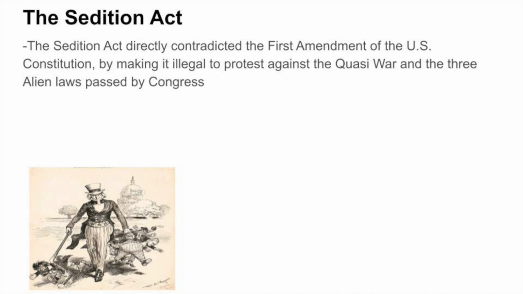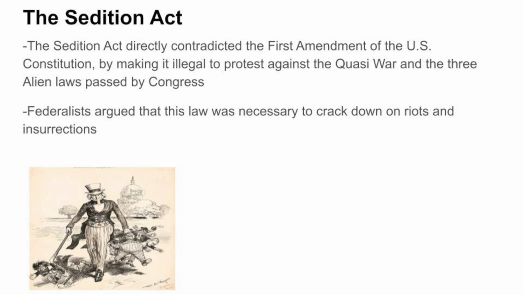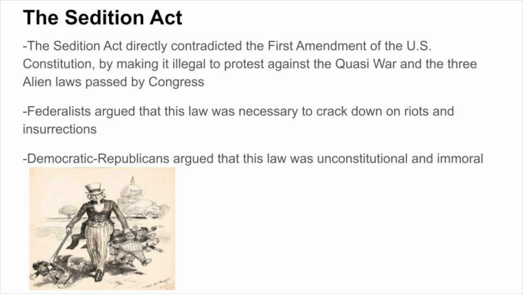The Sedition Act was the final act passed under the Alien and Sedition Acts. This law directly contradicted the First Amendment of the U.S. Constitution by making it illegal to protest against the Quasi-War and the 3 alien laws passed by Congress. Federalists argued that this law was necessary to crack down on riots and insurrections, while Democratic Republicans argued that this law was unconstitutional and fundamentally immoral in its nature.